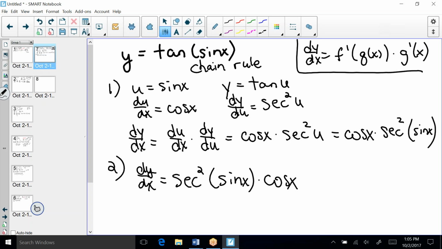You just have to be careful, like when it says to take the derivative of the outside, derivative of tangent, you're not writing secant squared of x, because it's the secant squared of that inside function, secant squared of the sine of x. You're always copying that inside function, g of x, always appears there. You're just copying that inside function. Questions on that?